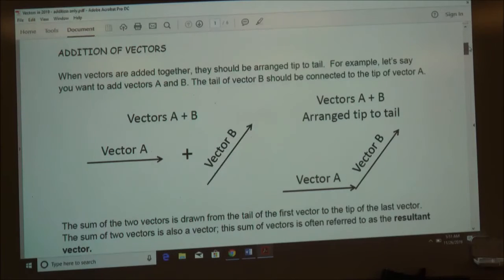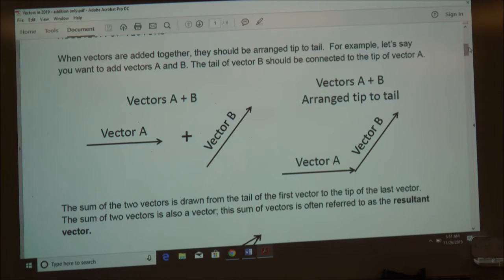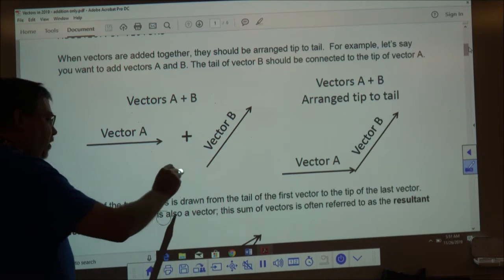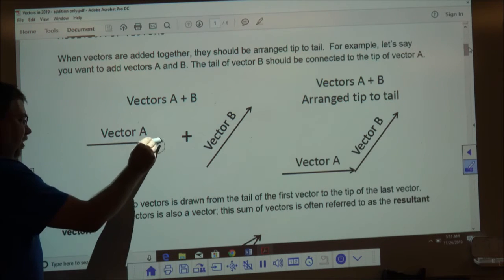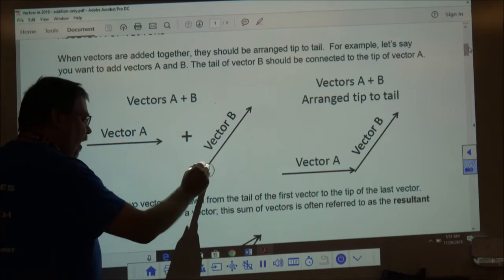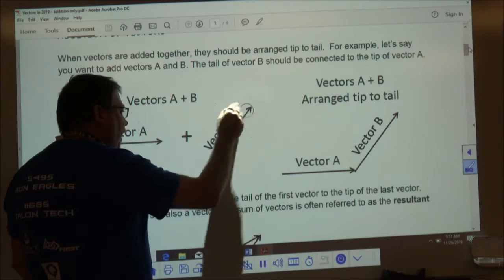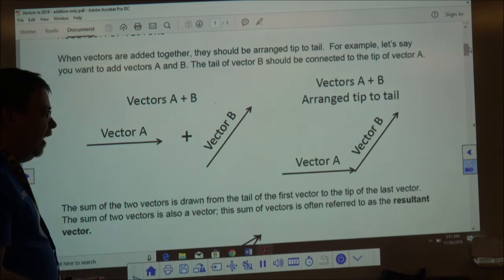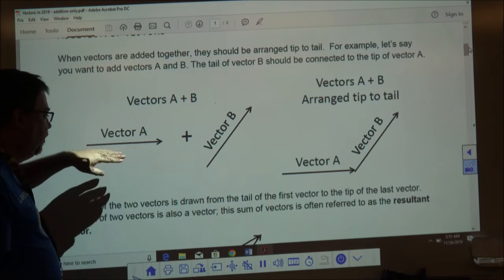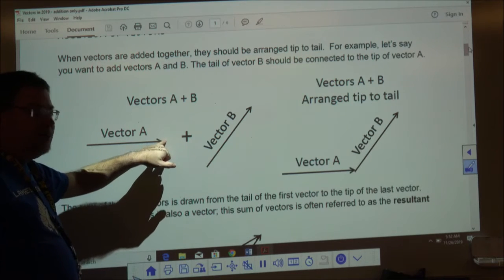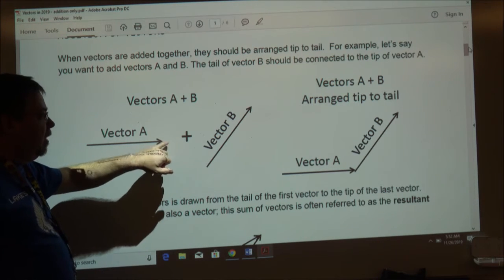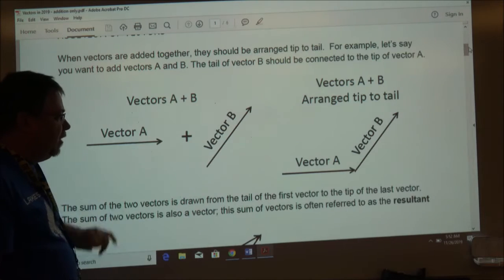The first thing we want to do is add our vectors what we call tip to tail. So this would be vector A, this would be vector B. Here's the tail of this vector and the tip of that vector, the tail of that vector and the tip of that vector. To add them, we place the tail of one at the tip of the other. It doesn't matter what order we go in. Either order, we end up with the same thing.